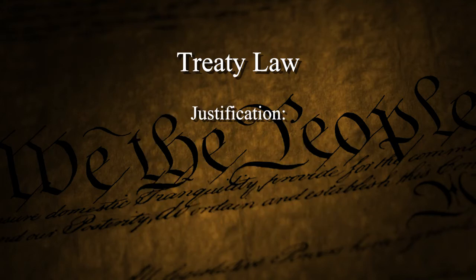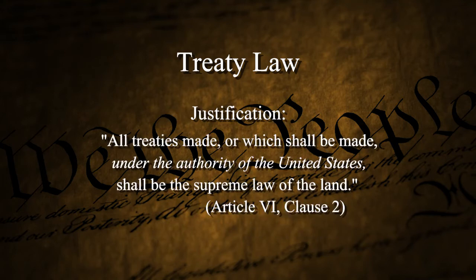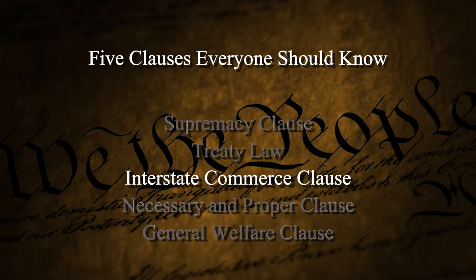And what's their justification? Article 6, Clause 2: all treaties made, or which shall be made, and the key is under the authority of the United States, shall be the supreme law of the land. So we've done S and T, now we're going to go to I, the Interstate Commerce Clause.